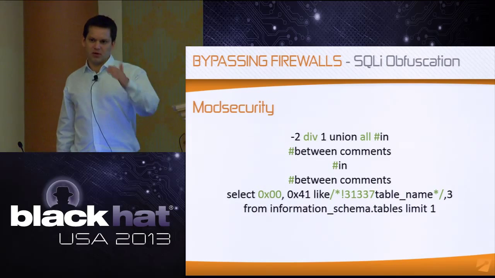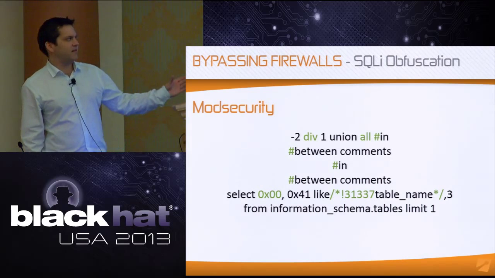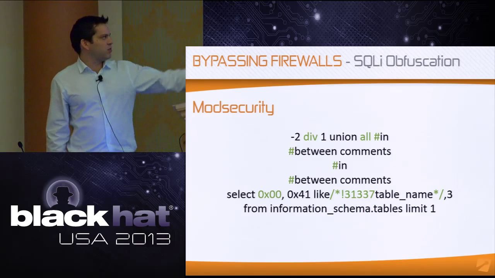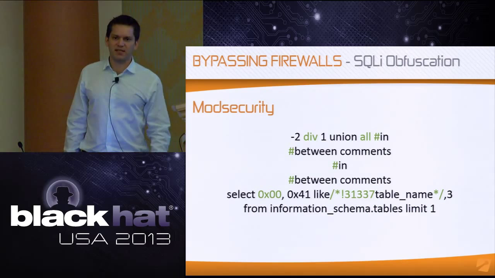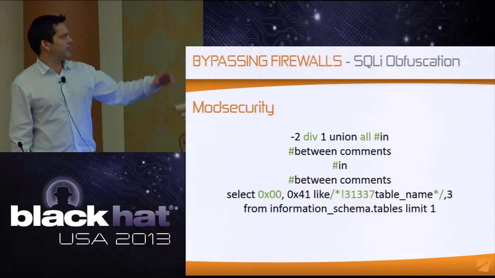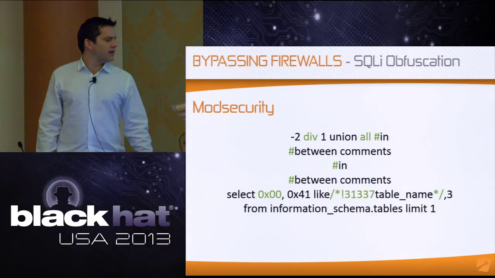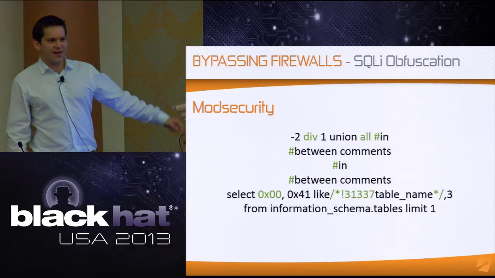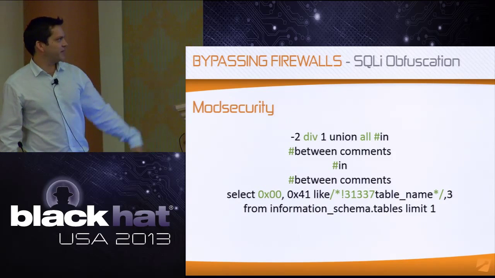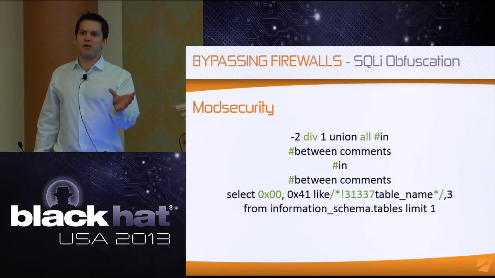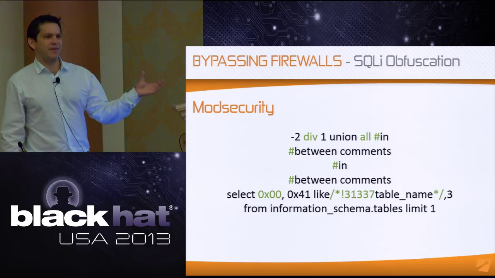Instead of using a normal division sign, we used the keyword div. And then those blocks, the hash, are comments, which we can use to separate our data. In this case, I had to select 0x00 for it to work. And it detected table_name. It was impossible to get a table_name in there on its own.